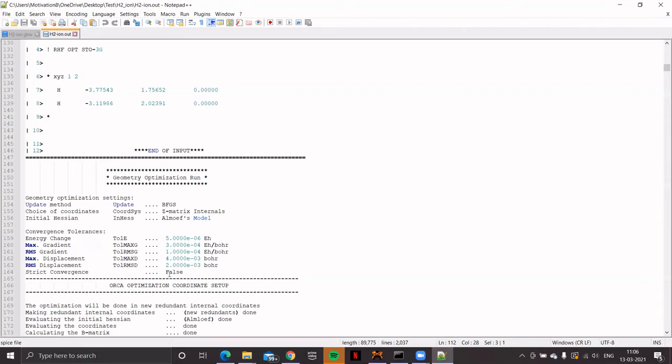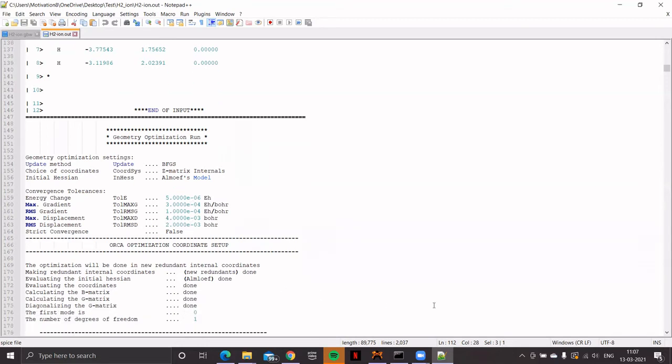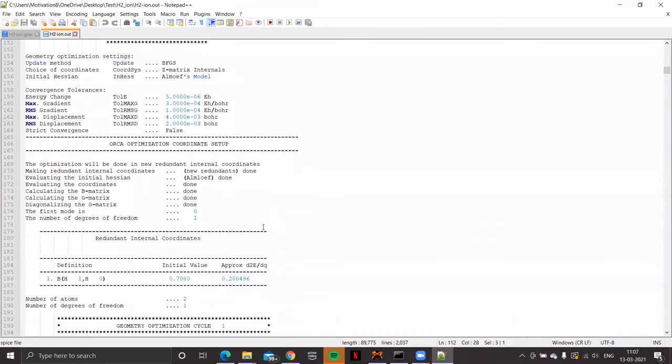Now they write strict convergence false. Strict convergence would mean you have to follow all these 5 conditions, and only when all 5 conditions are fulfilled will we consider geometry optimization to have taken place. Even if 4 of the conditions have been fulfilled and the 5th one is very close, we'll consider that the geometry optimization is done. The software itself decides, and that's why they have written false. Okay, so let's go down.